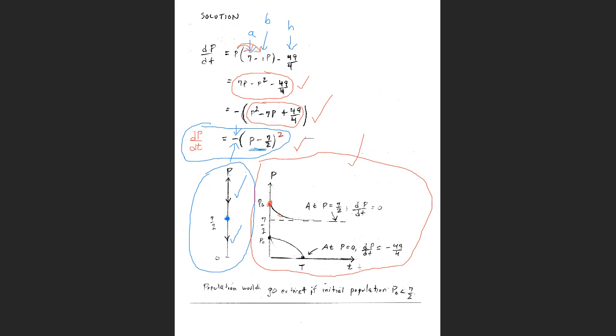Okay, and let me just see here one moment. Yeah, and if the initial population is below 7/2, the population decreases. Okay, but there's an interesting thing here. Let me just give you a moment here, a minute or two, one moment.